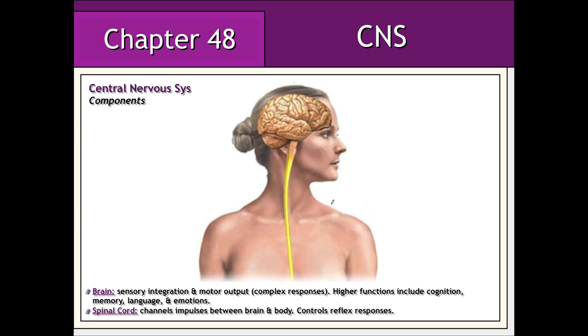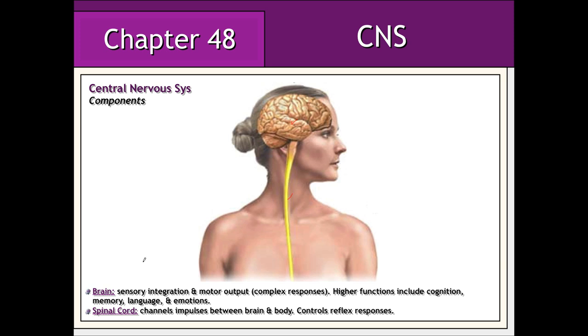Our investigation of the human nervous system will start with an in-depth look at the central nervous system, which, of course, as previously mentioned, is composed of the brain and the spinal cord. As you can see, the brain is primarily adapted for the integration of sensory stimuli and the formulation of motor command impulses. Some of the higher functions of the brain include cognition or thinking, memory, language, and of course, emotion.